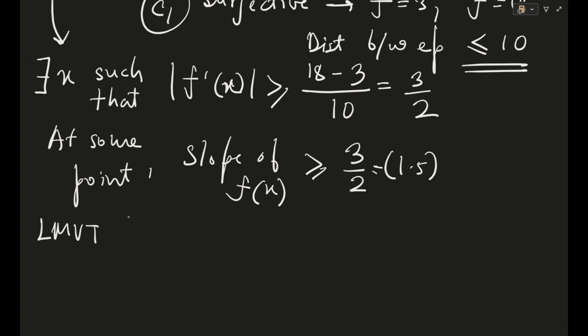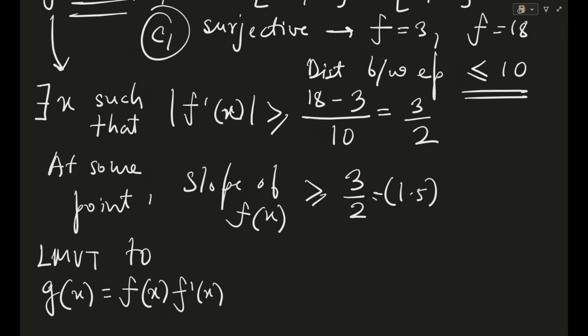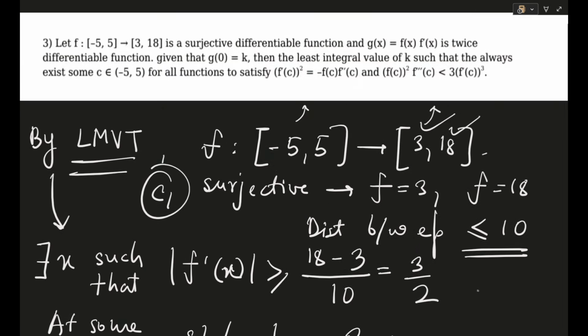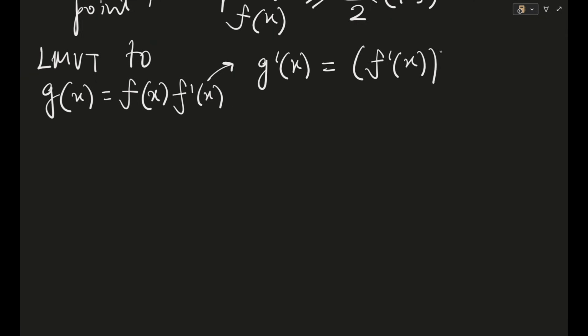Okay, so this is done, and now next we will apply LMVT to g of x is equal to f of x into f dash x. I'm trying to make things crystal clear. You will see that they have given us in the question two conditions, and I will show you how these conditions come about. So applying LMVT, we have to find g dash x. So g dash x will be equal to f dash x whole square plus f of x into f double dash x, because f of x differentiated gives f dash x.